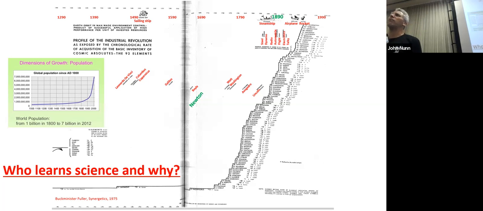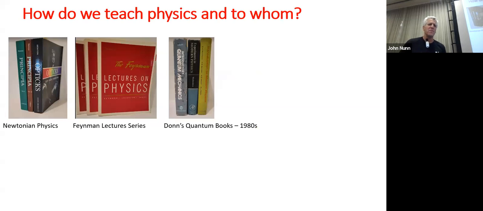So who learns about science and why? Not everybody learns about science, not everybody participates. Over the years that I've been involved in optics and photonics education, that's been the same case. Quantum is an extension in some sense of fundamental optics. So how do we teach physics and to whom? There are books from Newton on physics and optics, the Feynman lecture series, and there were 3 books on quantum or modern physics that I studied when I was in college 40 years ago.